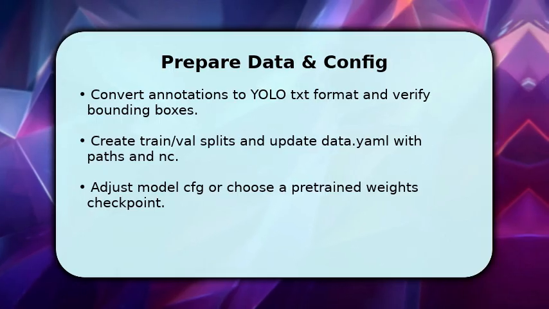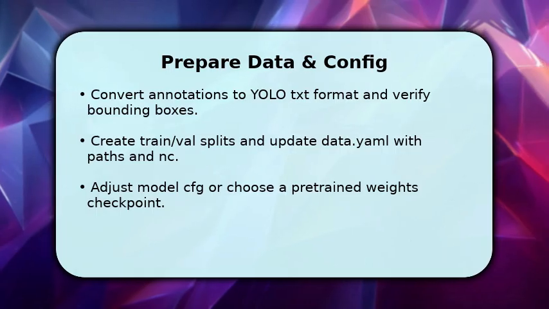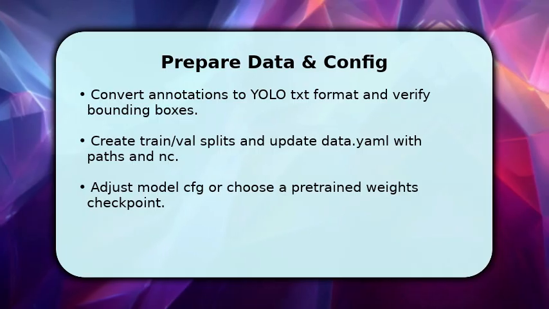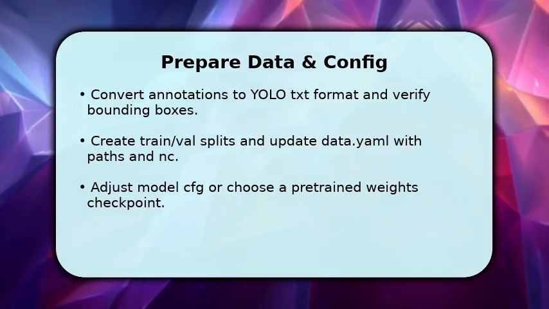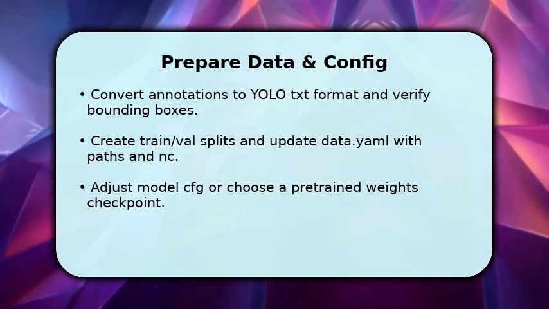Once your data YAML lists train, val, and number of classes, choose a model configuration or pre-trained weights to leverage transfer learning. This speeds convergence. Then tune image size, batch, and epochs to match GPU memory. Smaller batches require gradient accumulation.